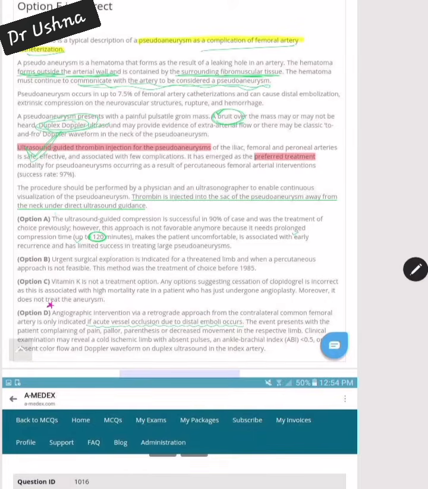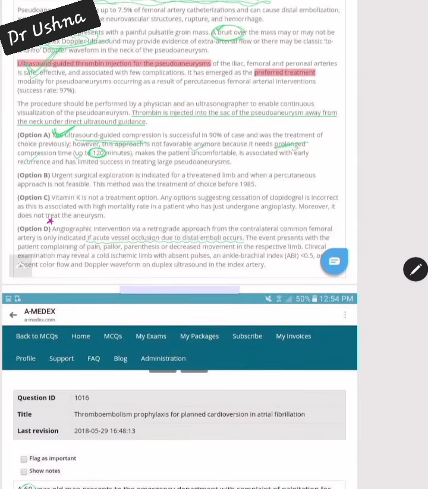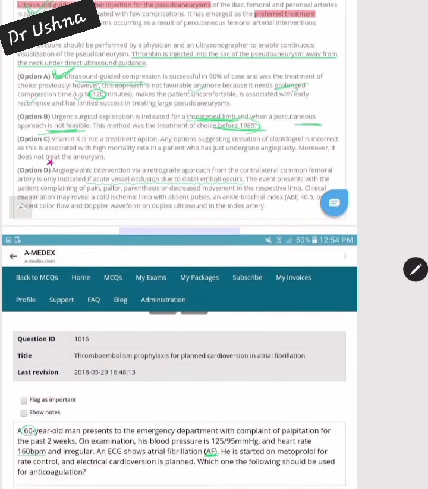The other option was ultrasound guided compression. Yes, we used to do ultrasound guided compression, but not now, because the compression is so prolonged, about 120 minutes, and it is very uncomfortable for the patient, and early recurrence chances are very high. Urgent surgical exploration is indicated for the threatened limb, and when the percutaneous approach is not feasible. So this method is not a good choice now, but it was a choice before 1985.